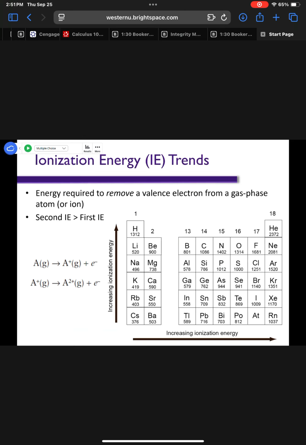Okay, we're moving on to our next trend. So far we've talked about atomic size or atomic radius. We've applied it to anions and cations, and we know how to see the trend across the periodic table.